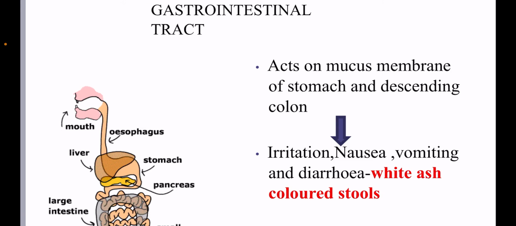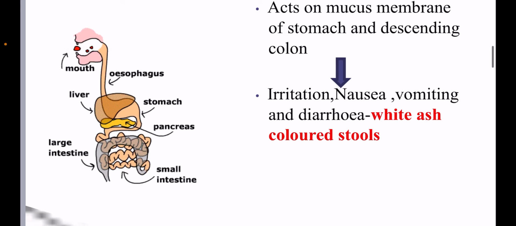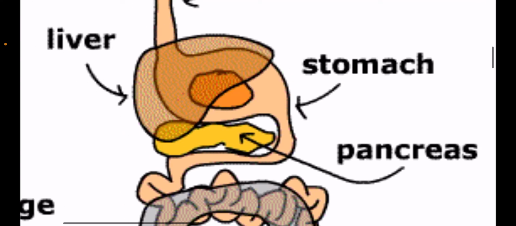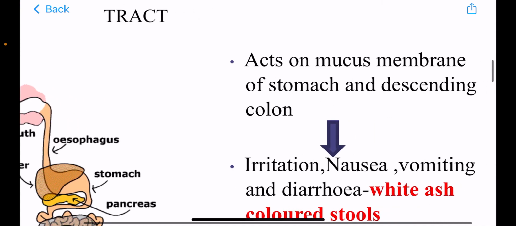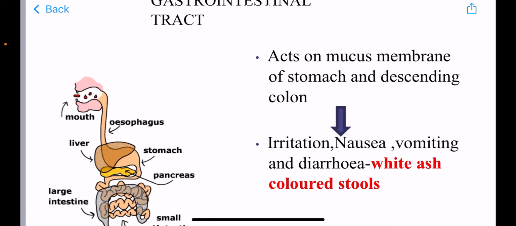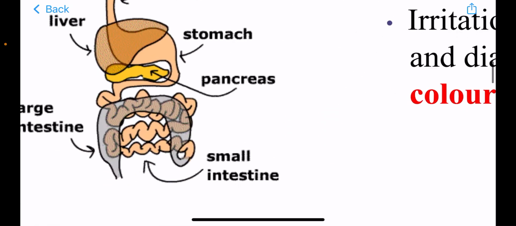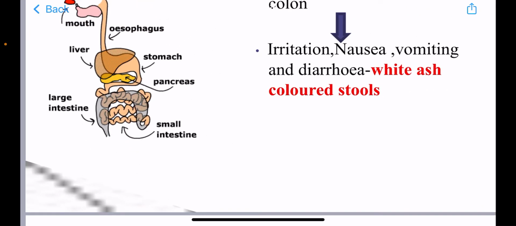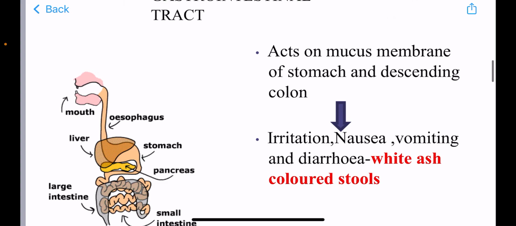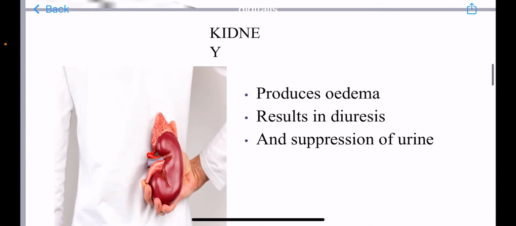Now let us see what it does on the gastrointestinal tract. It will act on the mucous membrane of the stomach and the descending colon. So the mucous membrane, the inner lining of the stomach and the descending colon, and it produces systemic symptoms such as irritation, nausea, vomiting and diarrhea. The peculiarity of Digitalis purpurea is white ash colored stools. The stools are going to be white ash colored stools. Hope it is clear. It is acting on the mucous membrane of the stomach and descending colon.